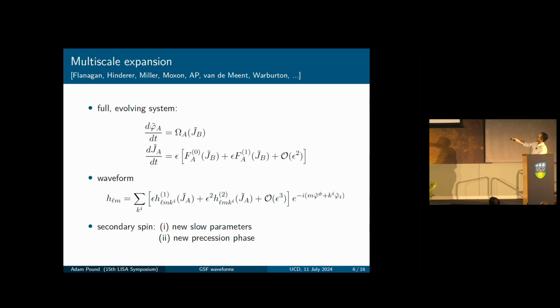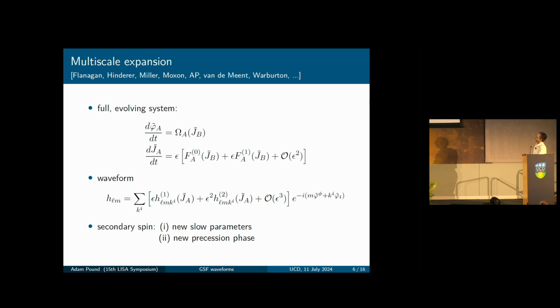We can still say we've got phases that have frequencies that are almost constant, but not quite. They have a slow rate of change. So all of the parameters of your system are slowly evolving. The mass and spin of the primary, the energy, the angular momentum, and the Carter constant are all slowly changing. So the rate of change is of order epsilon.